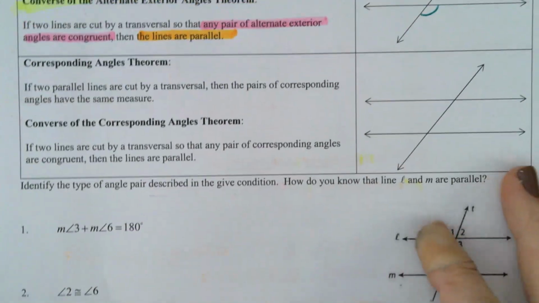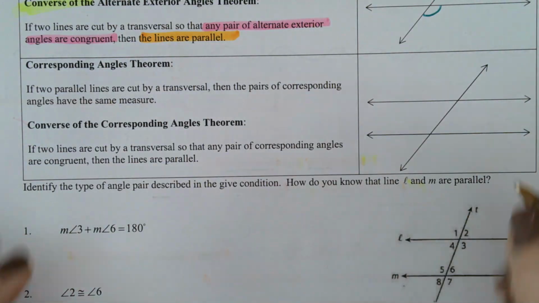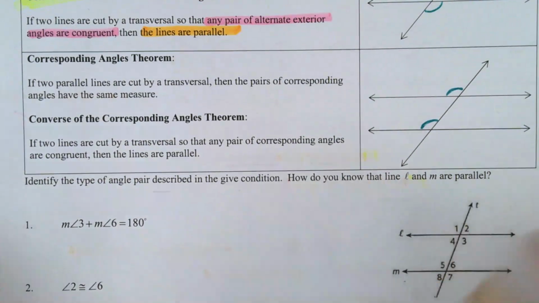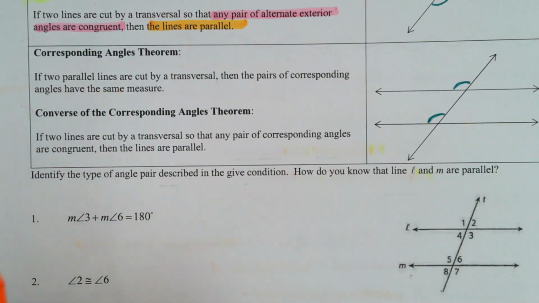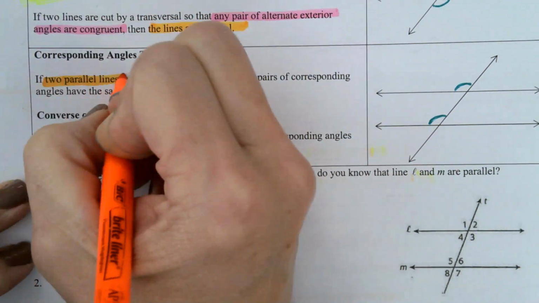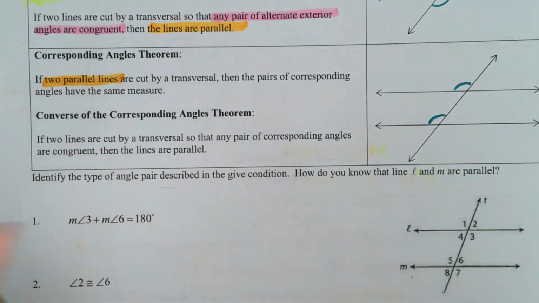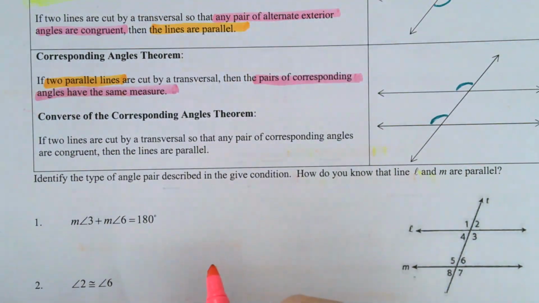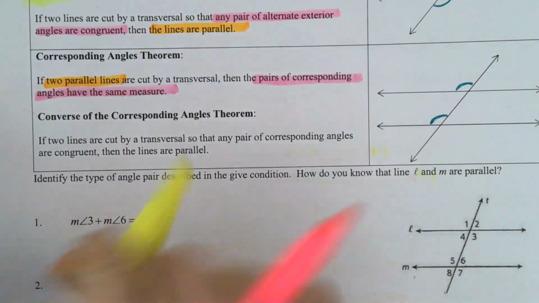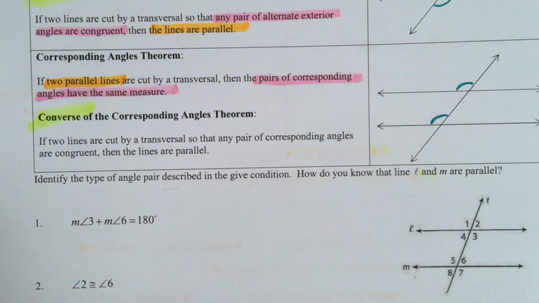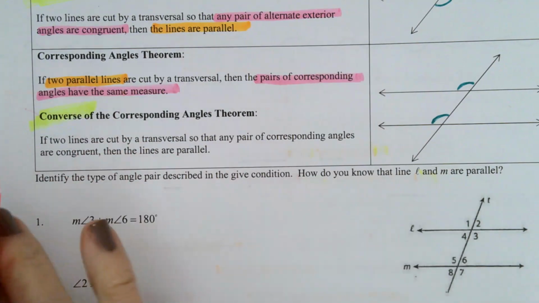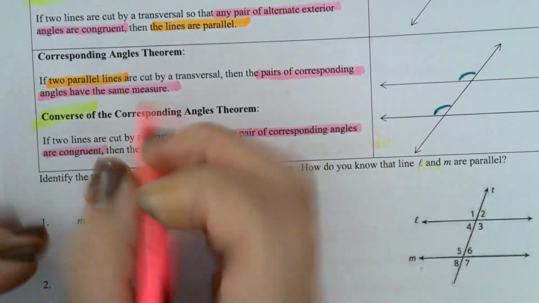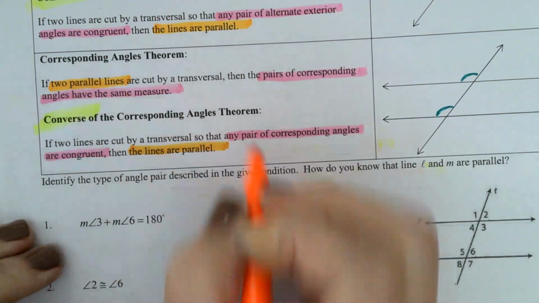And our last one, the corresponding angles theorem. There's a corresponding angle with that one. Two parallel lines. If my lines are parallel and they're cut by a transversal, then pairs of corresponding angles have the same measure. And then the flip of that, the converse: if any two lines are cut by a transversal so that any pair of corresponding angles are congruent, then the lines are parallel.